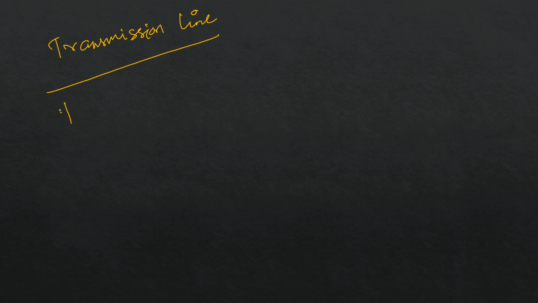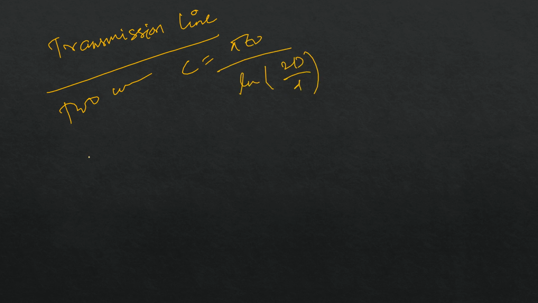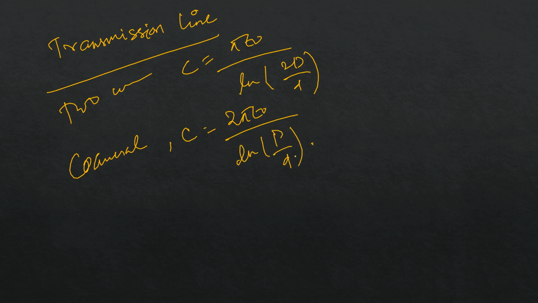Okay, if we recap the transmission line, only 2-3 things we need to consider. That is your two wire system. C is how much? I'm writing it again. Then your coaxial one. C is how much? 2 pi epsilon naught by ln d by d. Okay. Then what is there?